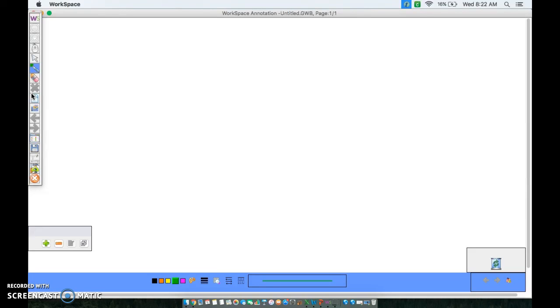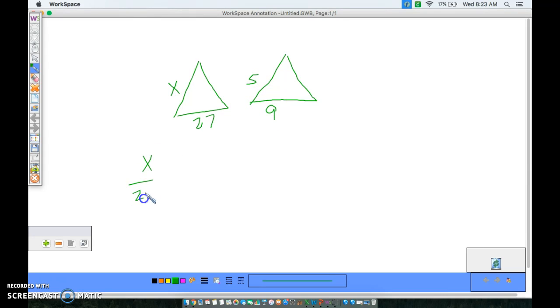All right, then we talked about similar triangles. Remember, if two angles of a triangle are equal, then the triangles are similar. Angles are congruent, sides are proportional. So if I have a triangle with a missing side measure, I can use a proportion to solve it. So if I have, let's say, X and 27, and I have 5 and 9, this was last night's homework, then you can set up your proportion.